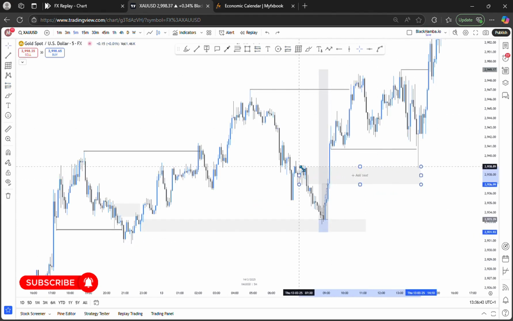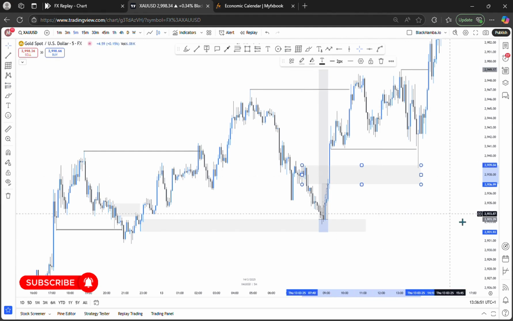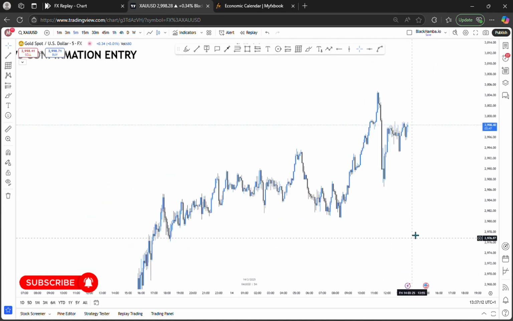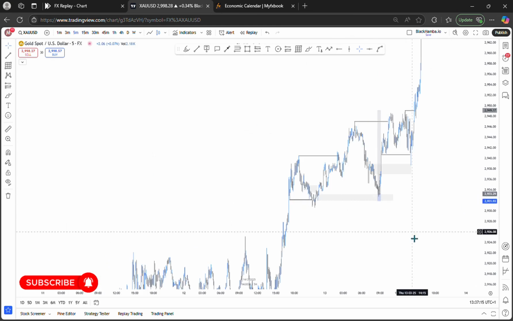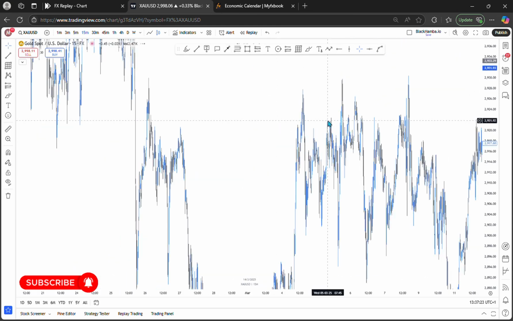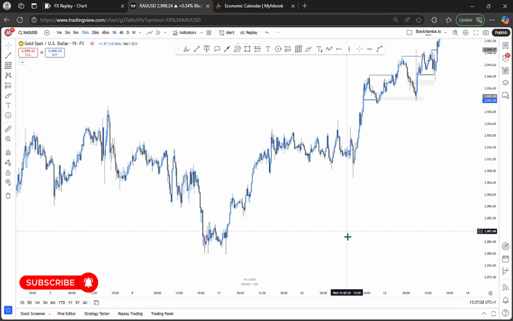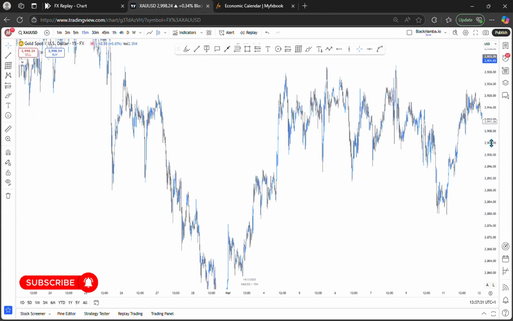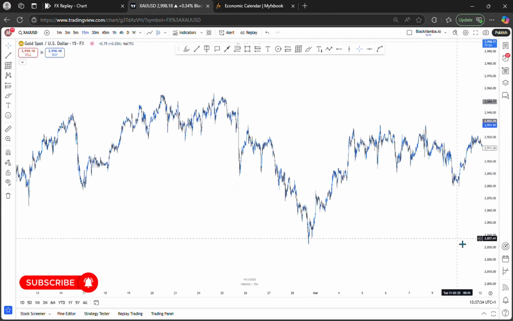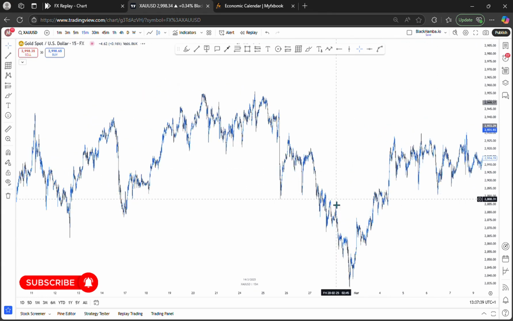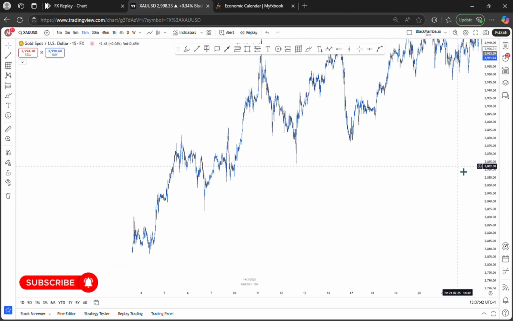Now, it is not necessary that your POI from confirmation entry has to be a breaker block. It can be a flip zone, it can be another block. What you need to understand is market structure. If you understand market structure, you should be able to identify your POI on higher time frame. Your POI can be on the same time frame. It can be on 15 minutes. You can pick your POI on 15 minutes and still get your confirmation on 15 minutes. You can pick your POI on 15 minutes and get your confirmation on 5 minutes. You can also pick your POI on 5 minutes and get your confirmation on 5 minutes as well.